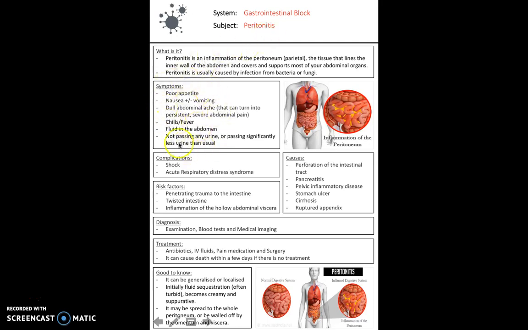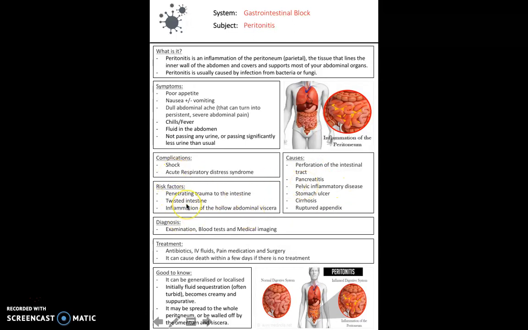As a result, it can lead to poor appetite, nausea and vomiting, abdomen aches which can turn into pain as it progresses, chills and fever, and fluid in the abdomen as well. Consequently, in the long term, this could lead to shock and acute respiratory distress syndrome, so obviously those are preventable things that we don't want to happen. And peritonitis is normally secondary to something else, for example secondary to pancreatitis, pelvic inflammatory disease, stomach ulcers, cirrhosis, ruptured appendix, etc.